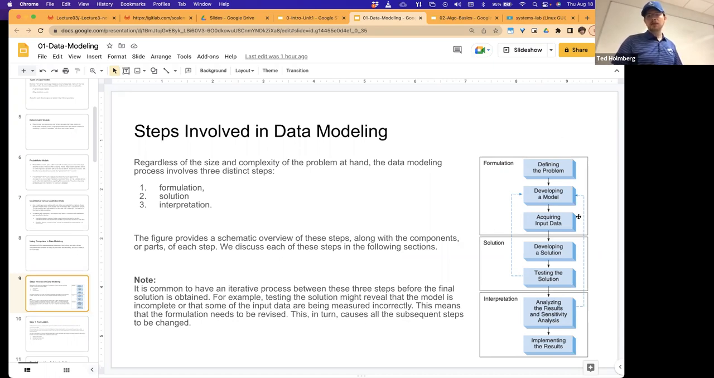So here, the formulation can be broken down to defining the problem, developing the model, and then acquiring your input data. Your solution is then developing the solution, so the algorithm that processes your input into the output, and then testing the solution to make sure that it's correct. And then once you have the result, you want to interpret it, right? You want to translate your formal language result back out into what it is in the real world, to see if the data you put in and the result you get out actually is representative of the problem that you're trying to solve with your application, regardless of whether it's a physics problem or an accounting problem, or a cooking problem.